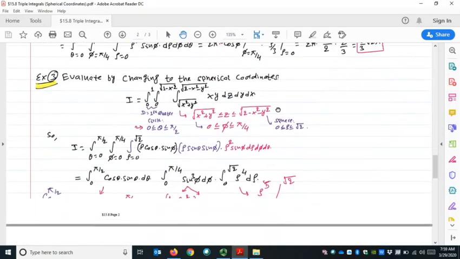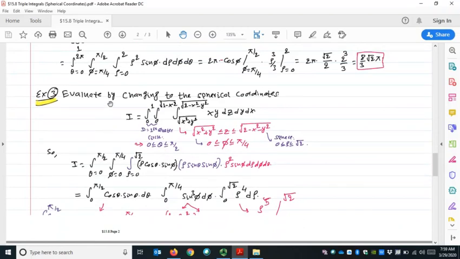Let's move on. Let's do another example, example 3. Evaluate the triple integral given in Cartesian coordinates by changing to spherical coordinates. Okay, so the given triple integral is I equals, the outer integral from 0 to 1, the middle integral from 0 to radical 1 minus x squared, and the inner integral from radical x squared plus y squared to radical 2 minus x squared minus y squared, of the integrand function xy, and the order of integration is dz, dy, dx. So that means the inner integral limits are the z limits, y is the middle integral, and x is the outer integral.